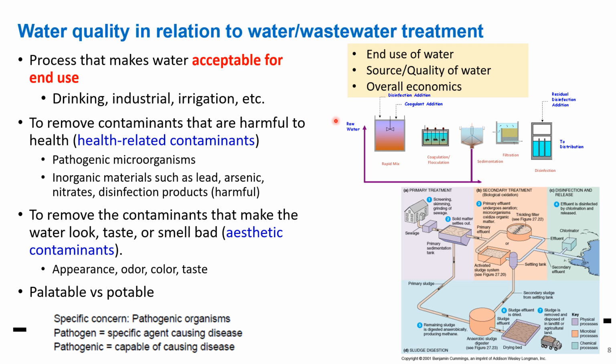All right, so for any water and wastewater treatment process, we need to identify the end use of water. We need to know the source and the water quality of the source, and of course we have to consider the overall economics. When you say overall economics, we need to design the most economically feasible system with the best result to meet the acceptable water quality.